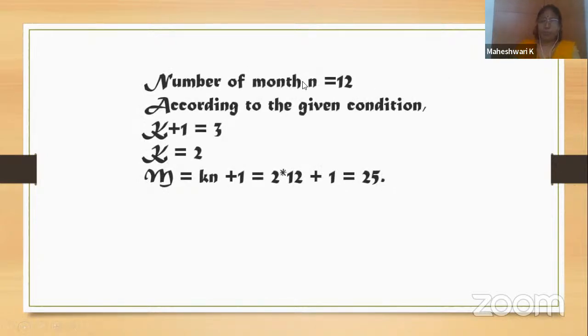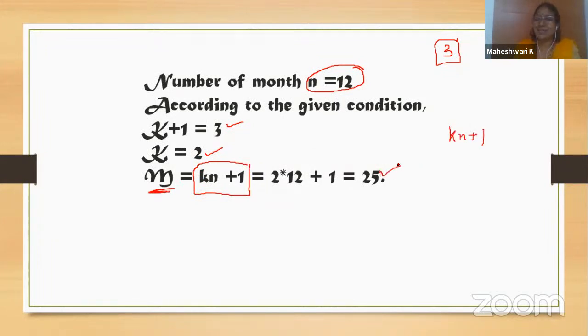So what is K here? N is the number of months, and we need to have at least 3 students in the same month. So K plus 1 is 3, so K is 2. Now the minimum number of students is obtained by the formula Kn plus 1, which is 25. So what you said, 25, is the right answer.